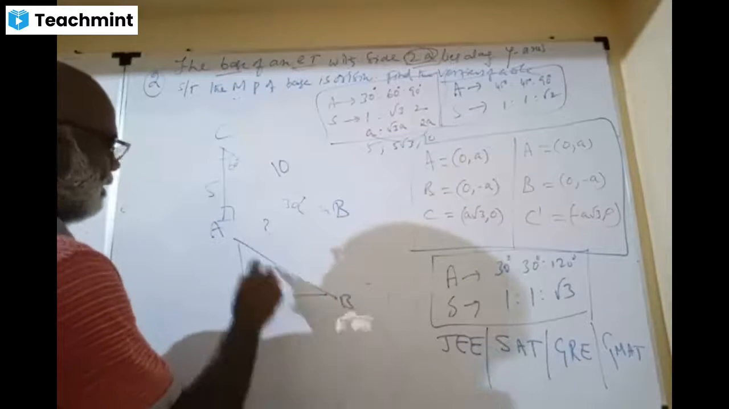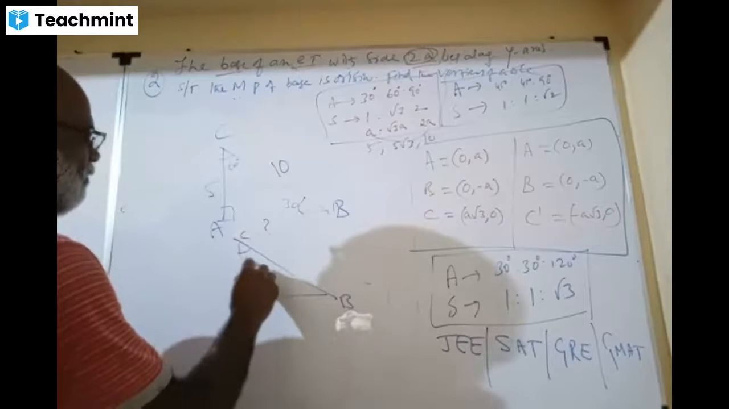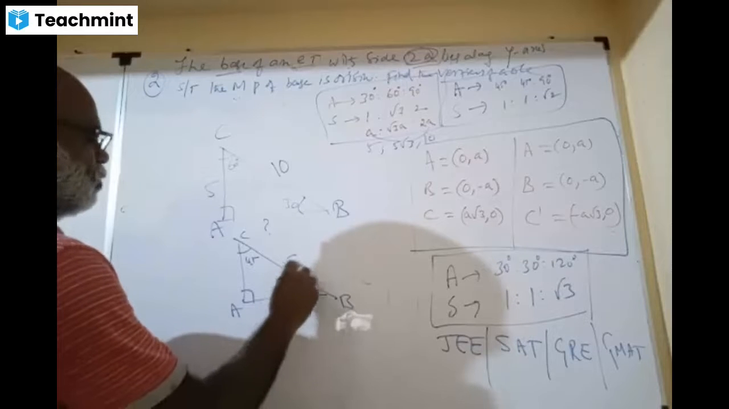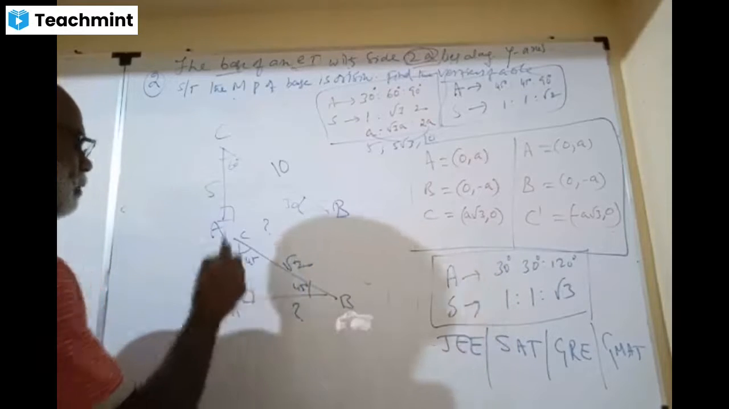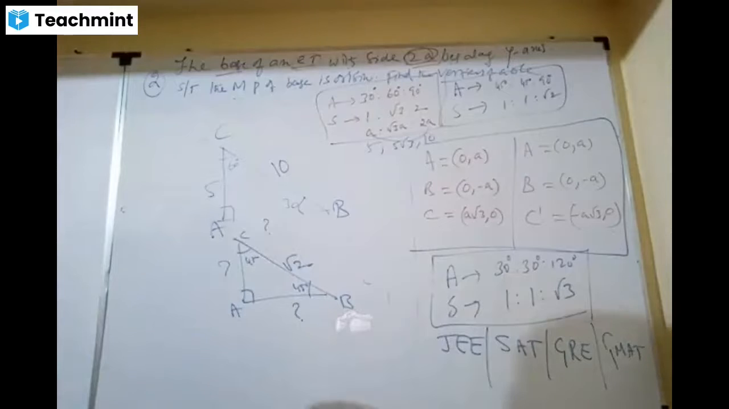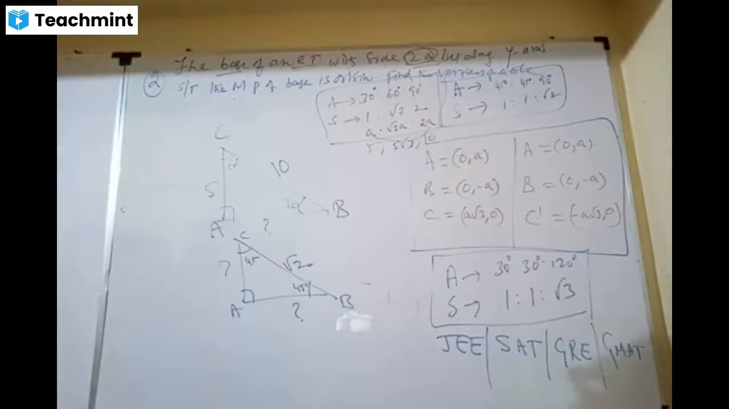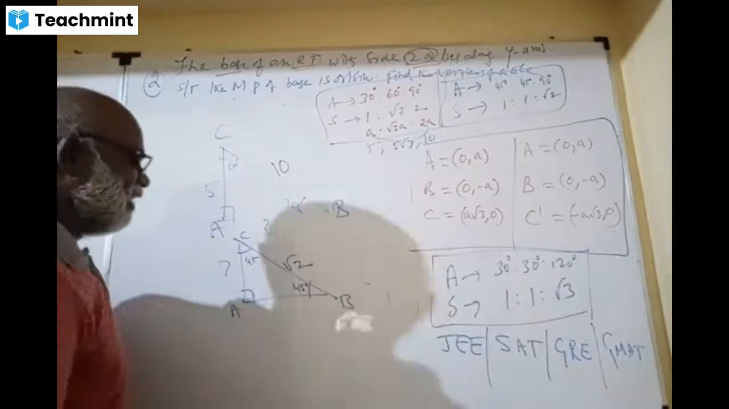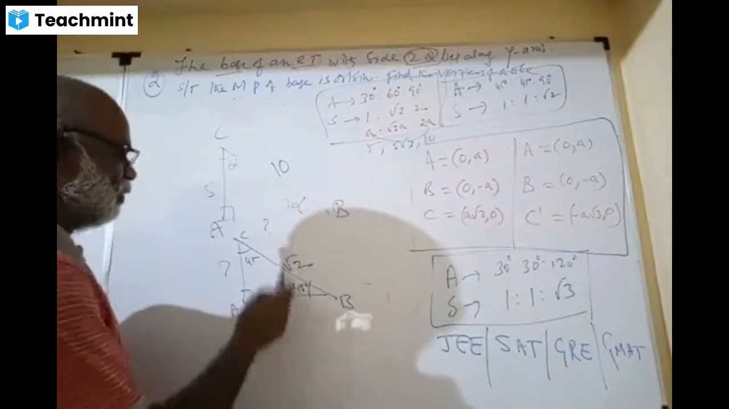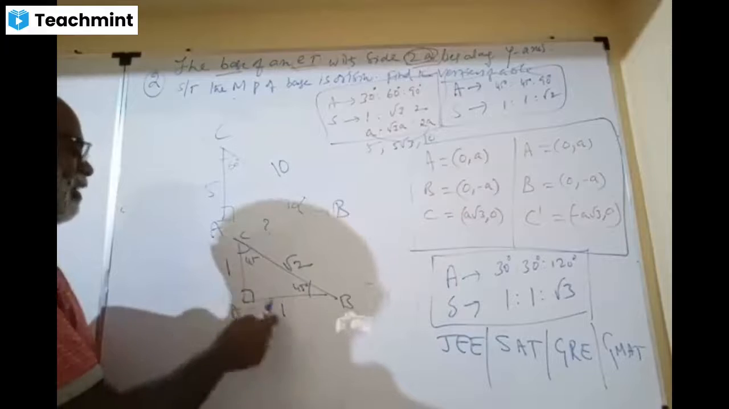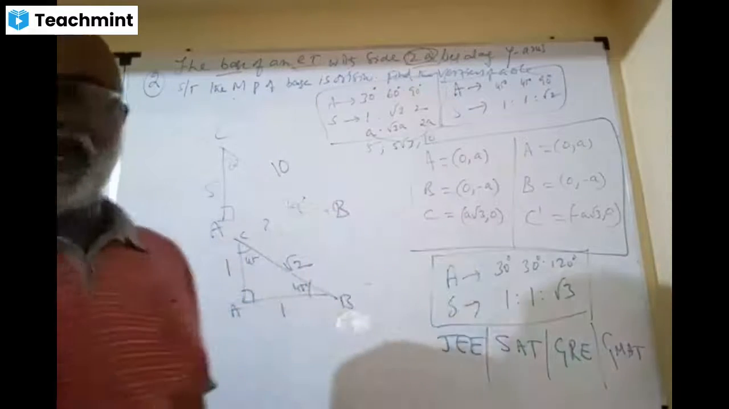A, B, C. 45 degree, 45 degree, yes. This one is root 2. What about these two sides, please? 1 and 1, sir. Sin 45 equal to 1 by root 2. Cos 45 is also 1 by root 2. 1 and 1, Pythagorean theorem, root 2. What a brilliant one.